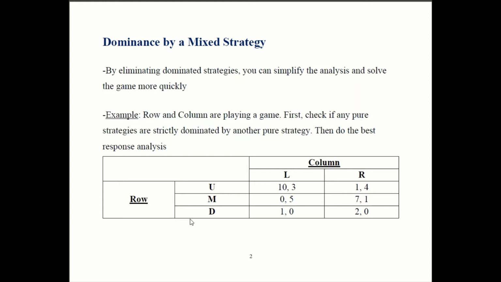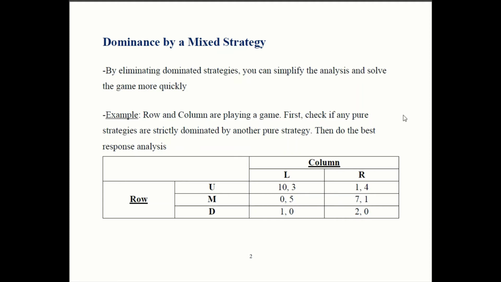Let's look at things from column's perspective. Column player's payoffs always come second, so they care about these numbers over here. Against up, they'd rather play right and get 4, but then against middle, it's better to play left. So there's no single strategy that's always better. Nothing is strictly dominated by another pure strategy.